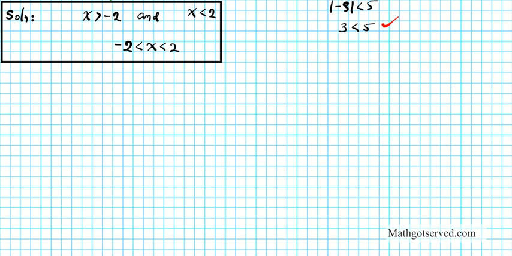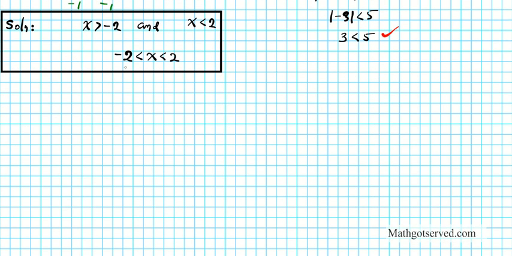Okay, let's try another problem. Example number 2. We're going to be doing exactly what we just did. We're going to solve, graph, and then test the accuracy of our solution using an interval, okay? So in this case, we're going to be dealing with the absolute value of 2x plus 1 greater than or equal to 7.